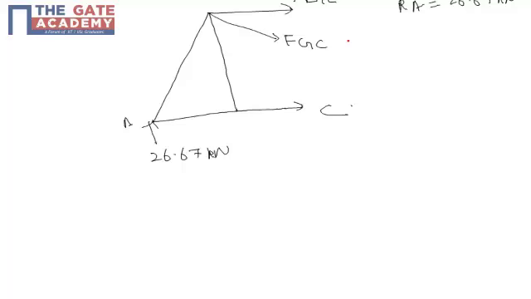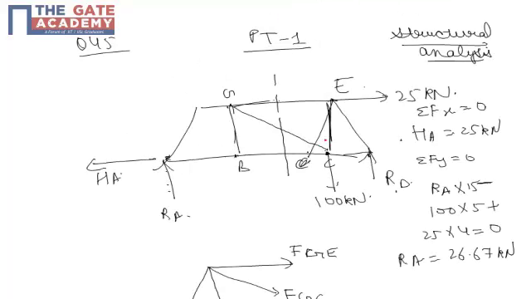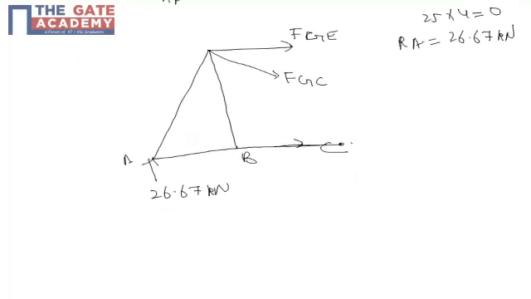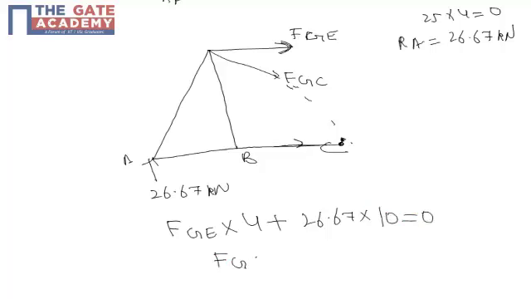Now this member GC is also meeting at C, member BC is also meeting at C, so this is BC. So let's take moment about point C, where all these members are meeting, hence only unknown force will be FGE. So FGE multiply by 4 plus 26.67 multiply by distance of A from C is 10, so into 10 equal to 0. So FGE comes out to be 66.67 kilonewton, and that too compressive.